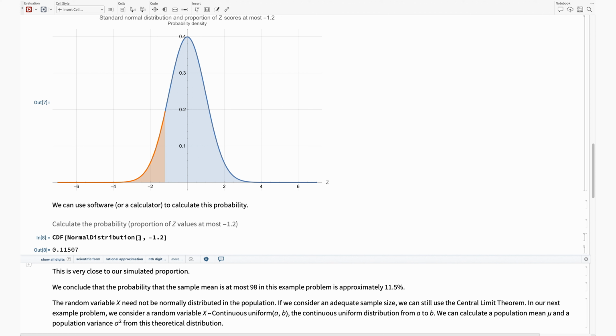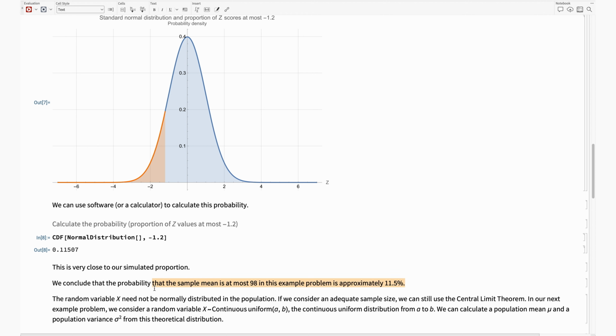theoretical distribution. In other words, using the central limit theorem, we're going to find the probability of z being less than negative 1.2 is 0.115. And look how close that was to our simulation. We just simulated this. We created 1,000 means, and we looked at how many of those were actually 98 and less. It was very close to this. And so that's great. So we can conclude that the probability that the sample mean is at most 98 in this example problem is approximately 11.5%.